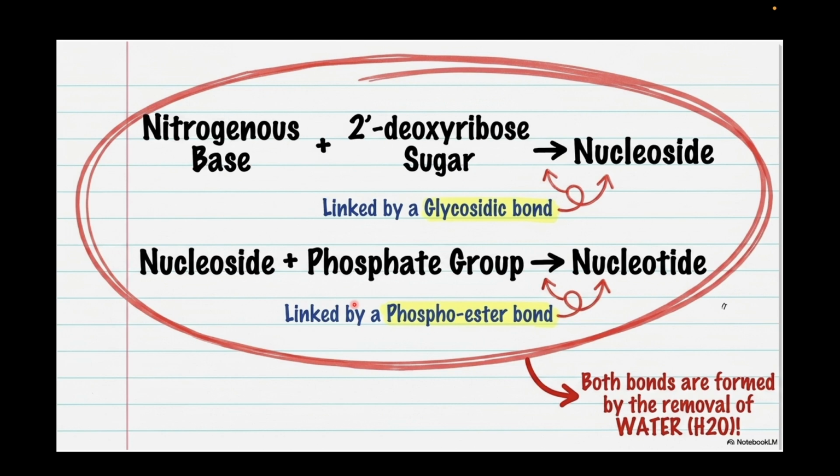So how are nucleosides and nucleotides formed? What is a nucleoside? A nitrogenous base paired with the sugar, deoxyribose sugar, is called a nucleoside. When this nucleoside pairs with a phosphate group, it is known as a nucleotide. And the bond in the nucleoside is known as a glycosidic bond, and the bond for the formation of the nucleotide is known as a phosphodiester bond. And these bonds are formed by the removal of water.